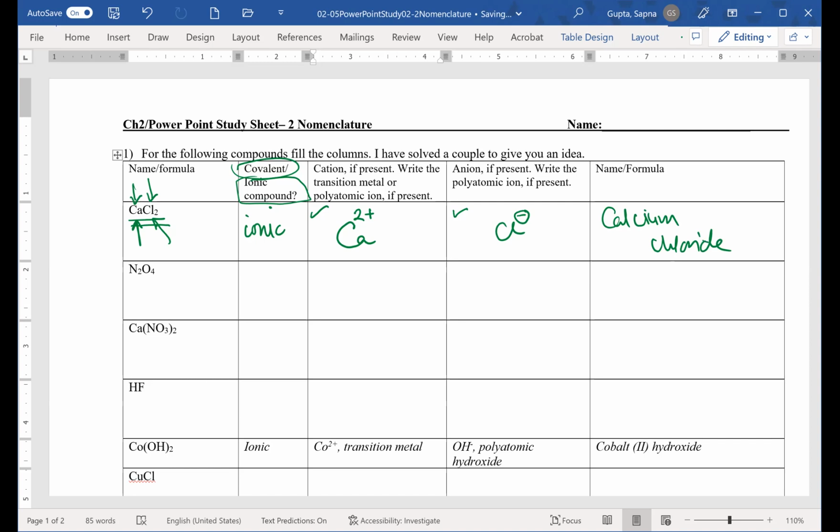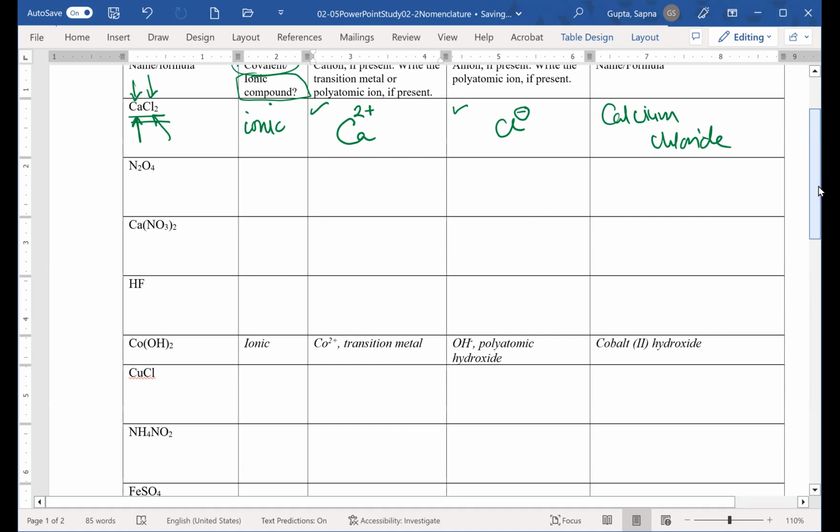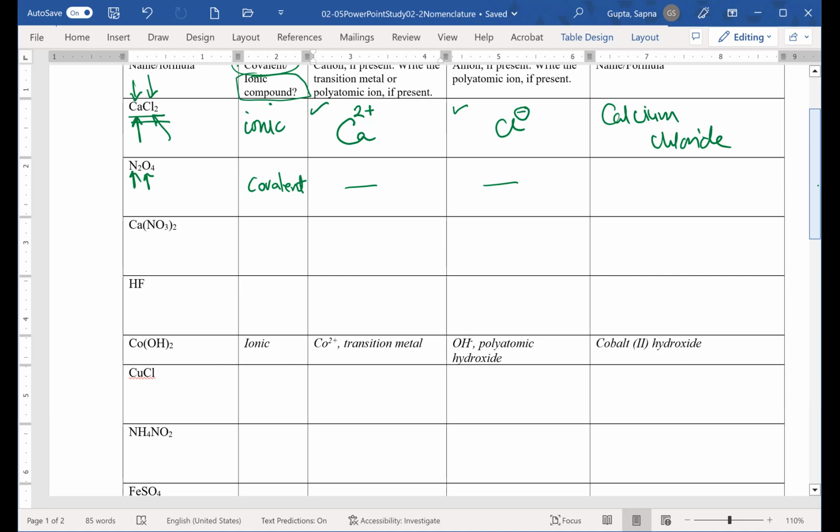Okay, let's do another one. So for N2O4, both of these elements, these are non-metals. If they're non-metals, then this is going to be a covalent compound. If it is covalent, then there are no ions in this. The naming system is going to be different here because for covalent compounds, you have to use the mono, di, tri, and all that. So this becomes then di-nitrogen tetraoxide.